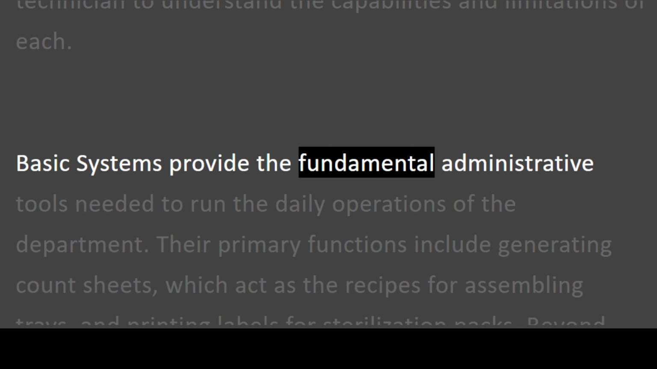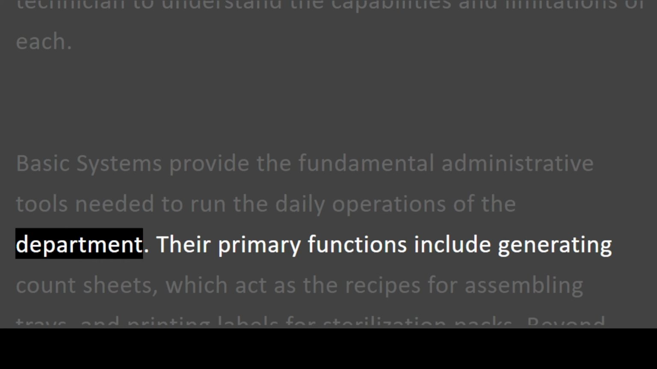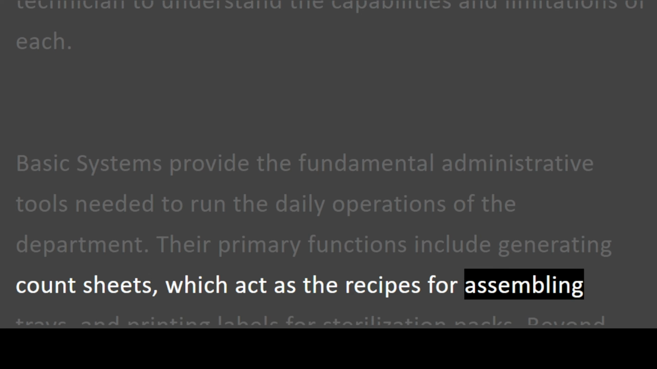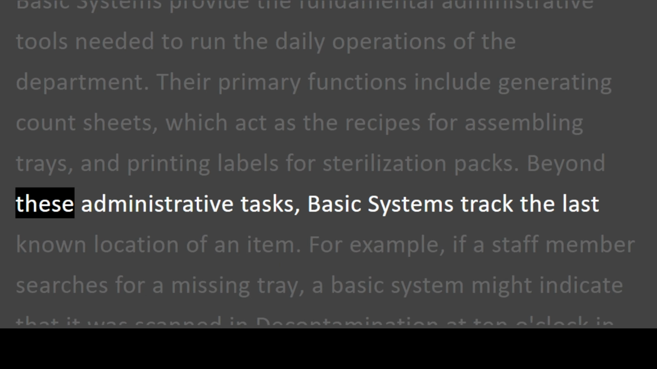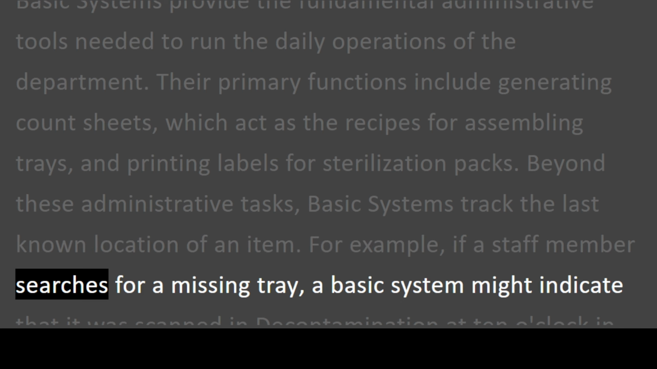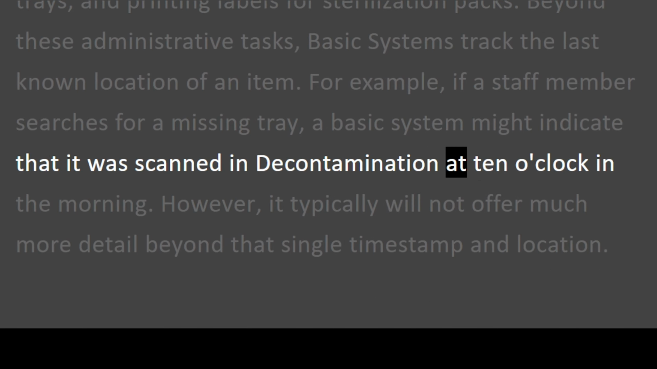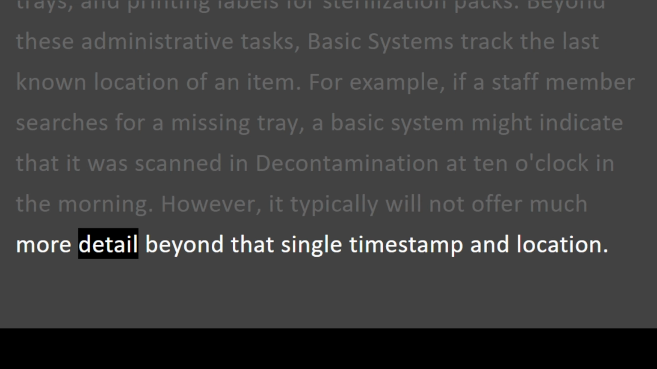Basic systems provide the fundamental administrative tools needed to run the daily operations of the department. Their primary functions include generating count sheets, which act as the recipes for assembling trays, and printing labels for sterilization packs. Beyond these administrative tasks, basic systems track the last known location of an item. For example, if a staff member searches for a missing tray, a basic system might indicate that it was scanned in decontamination at 10 o'clock in the morning. However, it typically will not offer much more detail beyond that single timestamp and location.